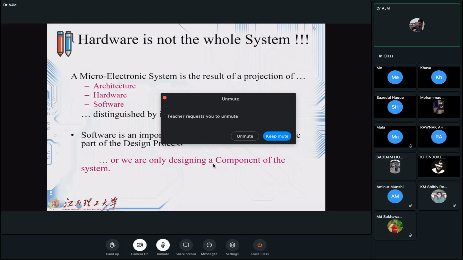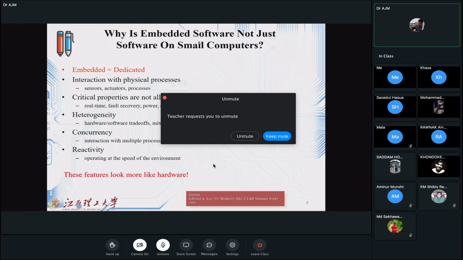But the hardware is not the whole system. A microelectronic system is the result of a projection of some architecture, some hardware and some software, which are distinguished, but have cross-functional behavior. Software is an important part of the product and must be part of the design process, or we only design the components of the system. In other words, we know that the word embedded is equal to dedicated. It involves interaction with the physical process, something like sensors, actuators, and processors, and critical properties are not only functional: real-time, fault recovery, power, security, and robustness are some points that we should think about when we work with embedded systems.